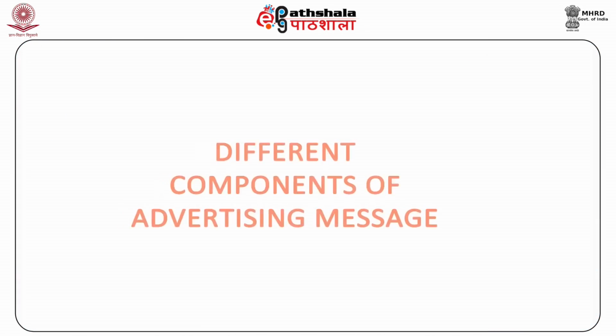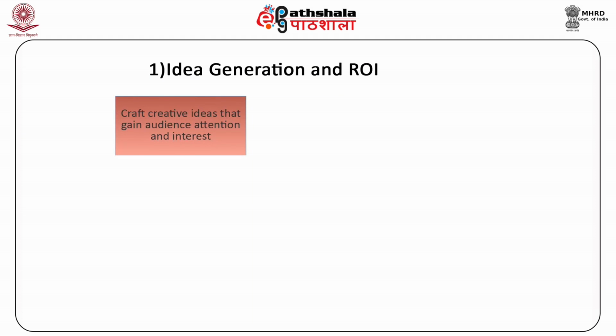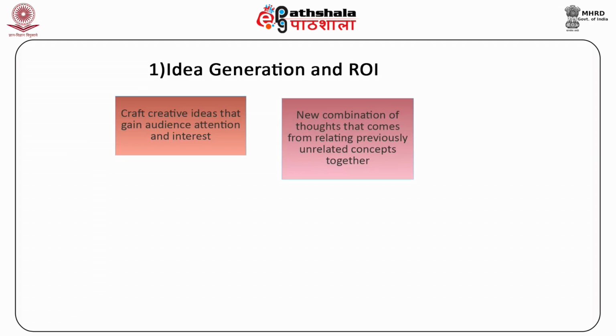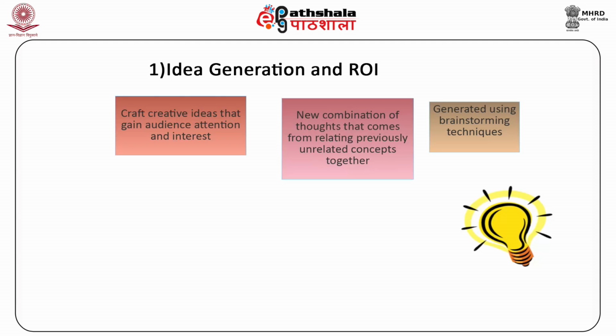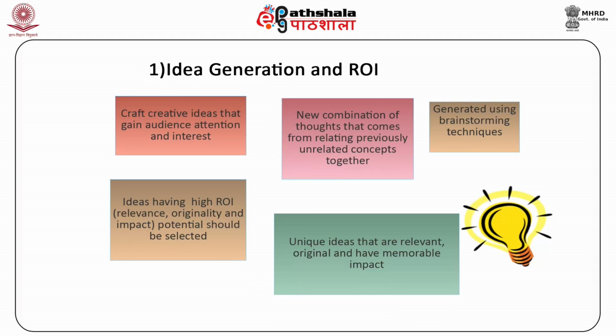Let us move our attention to different components of the advertising message. The first is idea generation and ROI. In the face of advertising clutter, messages today need to be crafted from creative ideas that gain audience attention and interest. An idea is a new combination of thoughts that come from relating previously unrelated concepts together. Ideas can be generated using various brainstorming techniques. However, only those ideas should be selected that have high ROI potential, that is, relevance, originality, and impact. Unique ideas that are relevant or are placed in the audience context, original, and have memorable impact are the foundation stone of creative messages.